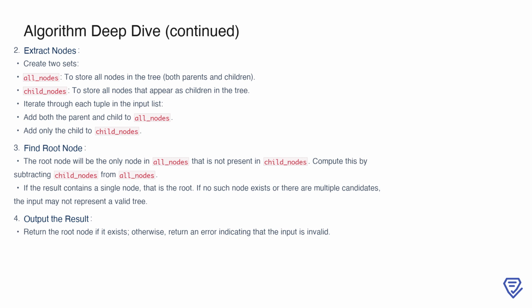The root is the node in all_nodes that is not found in child_nodes. This is computed by subtracting child_nodes from all_nodes. If this subtraction results in a single node, that node is the root. However, if no node or multiple nodes remain, the input is invalid, as it does not represent a proper tree. Finally, we return the root node if it exists, or an error message if the input is invalid.